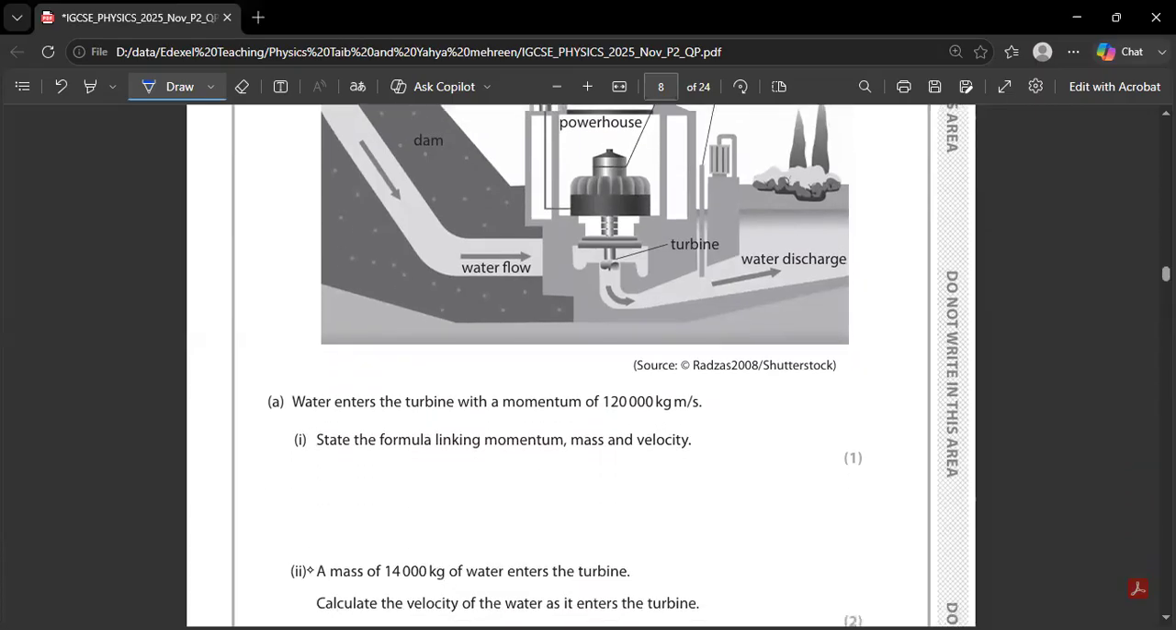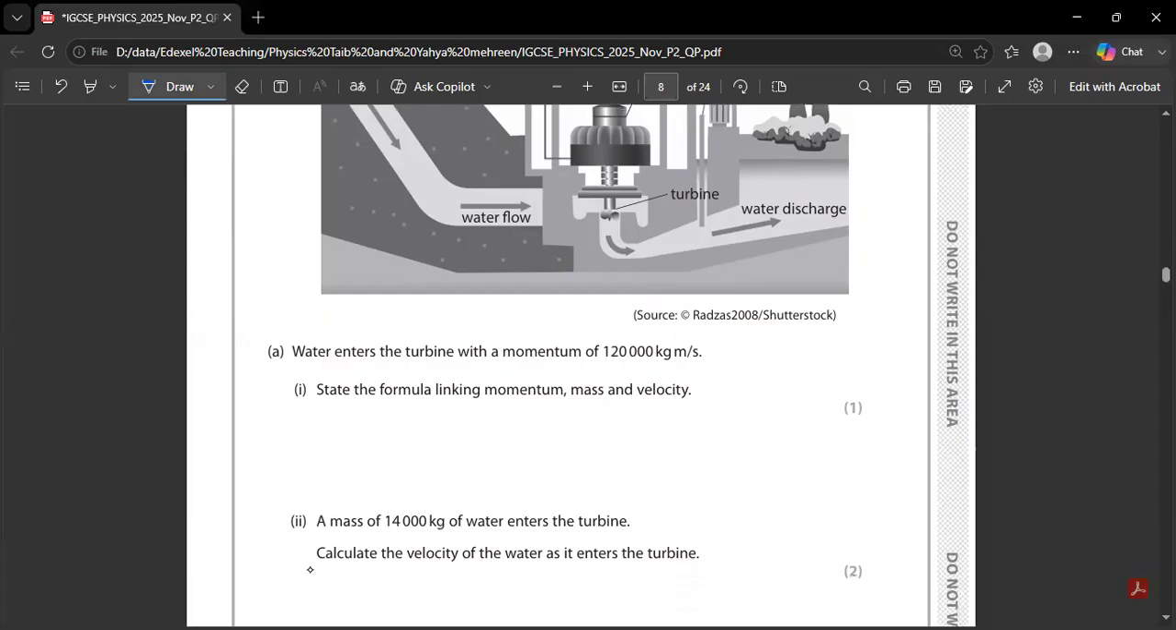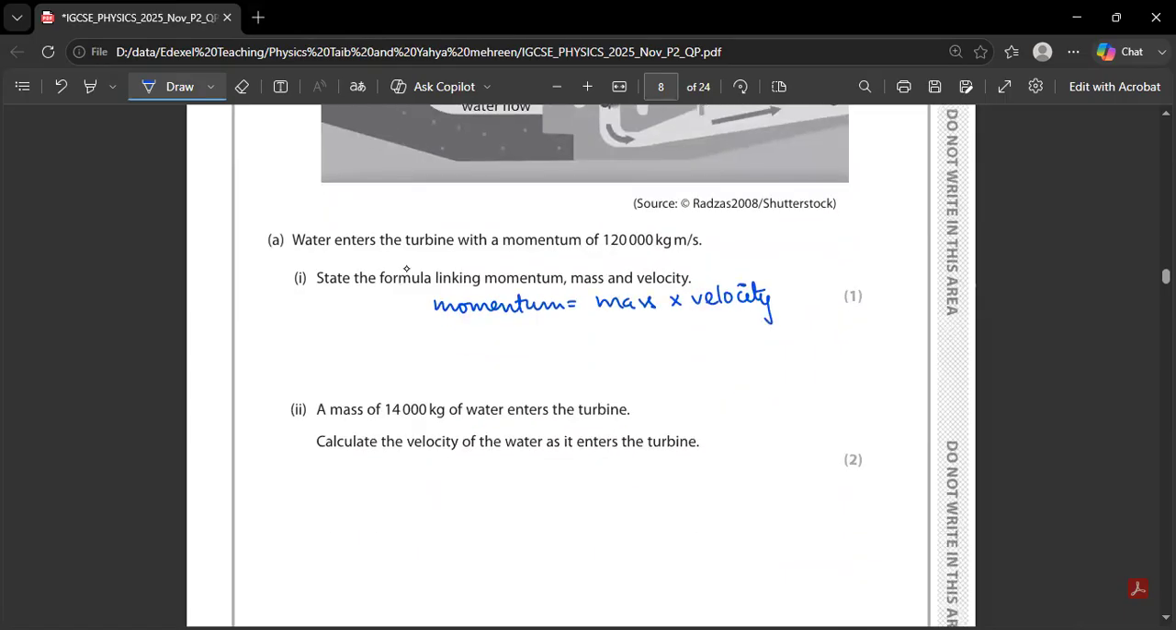Water enters the turbine with a momentum of 120,000 kilogram meters per second. State the formula linking momentum, mass, and velocity. So that's going to be momentum equals mass times velocity. A mass of 14,000 kilograms of water enters the turbine. Calculate the velocity of the water as it enters the turbine.